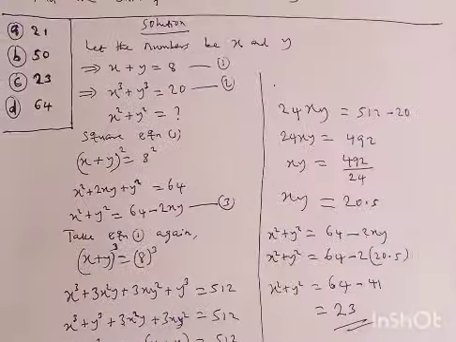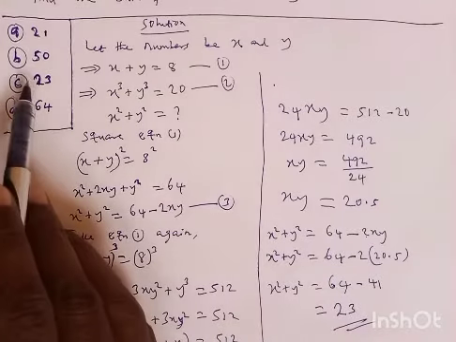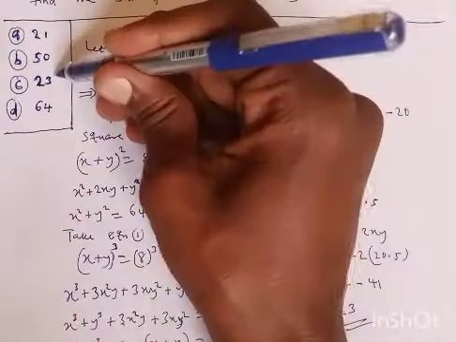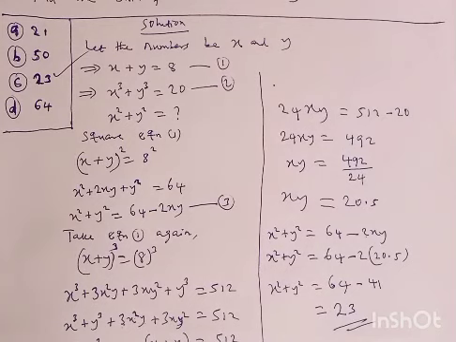So you see 23 is the answer, which is option number what? Number C. Option number C is the correct option.